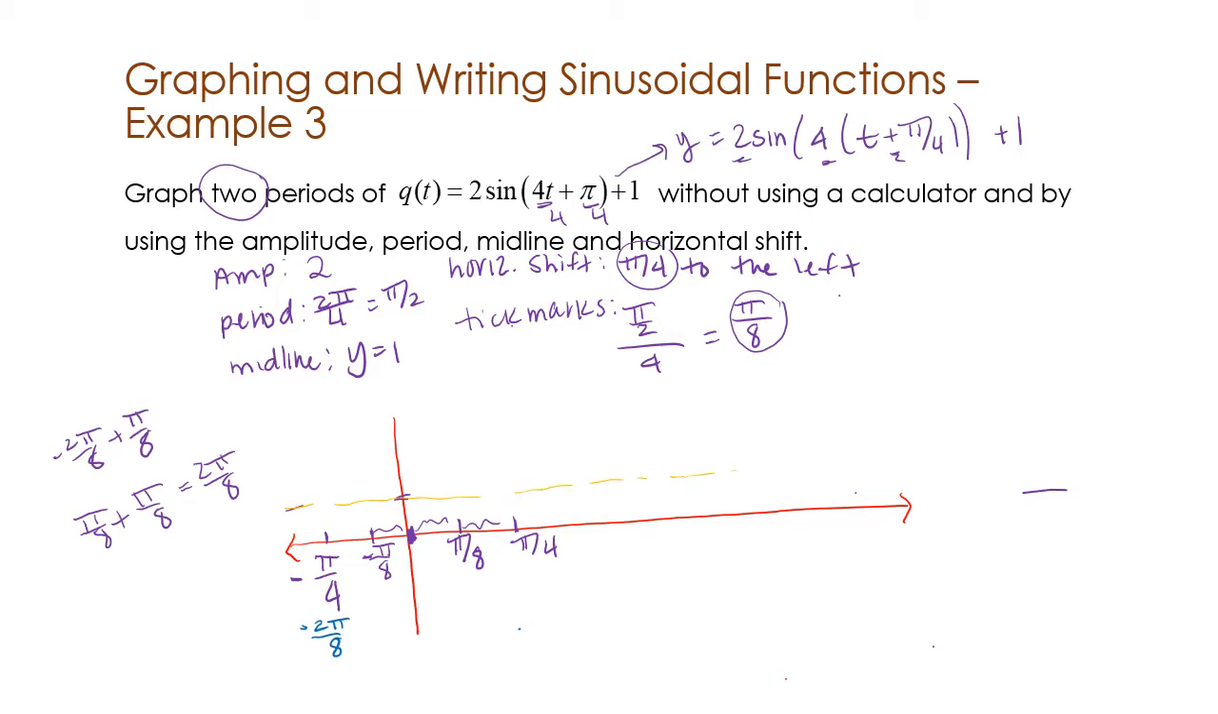Our amplitude is 2, so that means I'm going to go up to 3 and down to -1. And I like to, again, draw those little things just because it helps me. Okay, so when I go to graph this, this is going to be the sine function, and we're not having any reflections because that's positive. So for the sine function, we start here, pi over 4 to the left, which is right here.